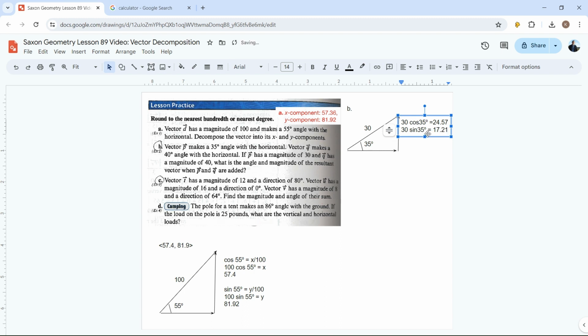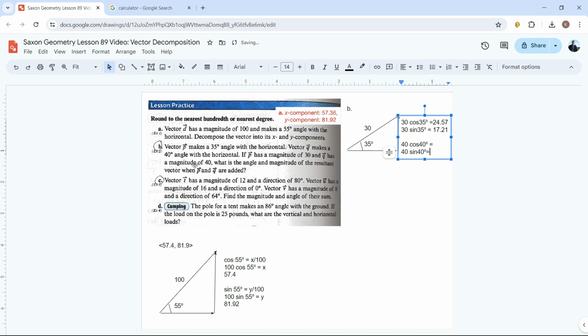17.21. Okay, so I'm just going to note that these are the x and y's for this triangle. Now, without even drawing the second triangle, because I know the angles, and let's see, Q is a 40-degree angle with a magnitude of 40. So I'm just going to do 40 times the cosine of 40 degrees. That's going to give me the first value for Q. And then I'm going to do the same thing: 40 times the sine of 40 degrees is going to give me the vertical component.